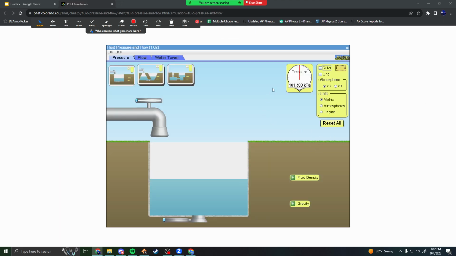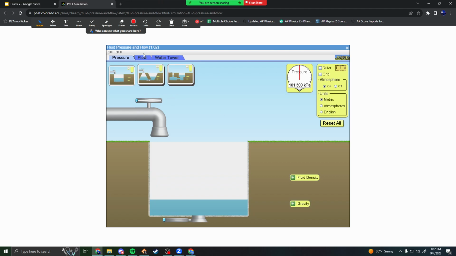Okay, so if I look at pressure, if I turn the water on, I know that the level is going to rise, right? I turn the water off, it stops. I can remove this, right?